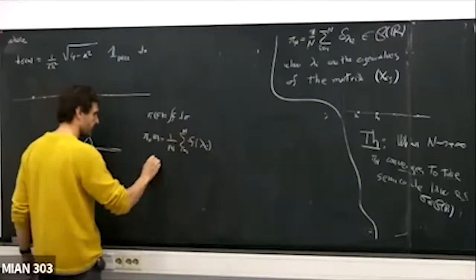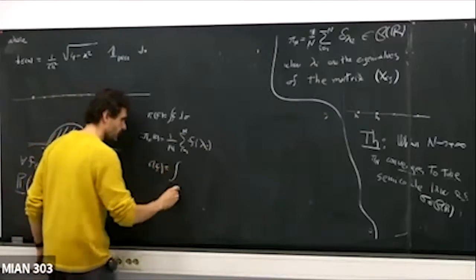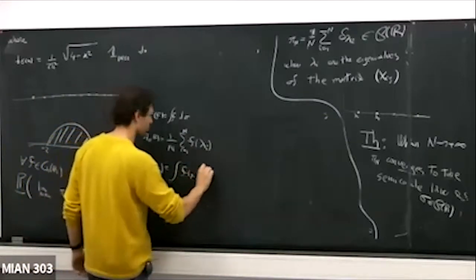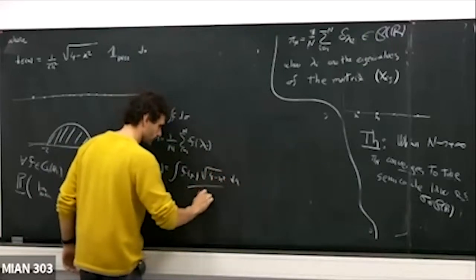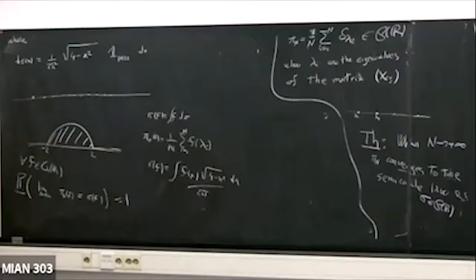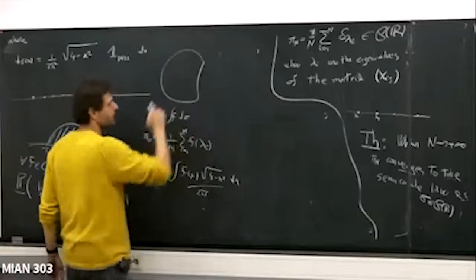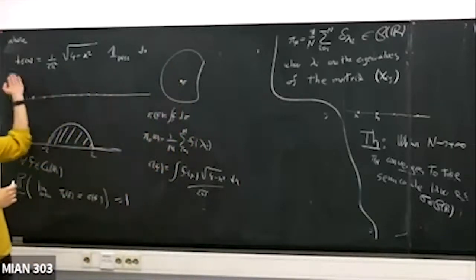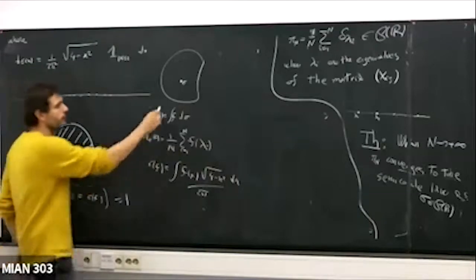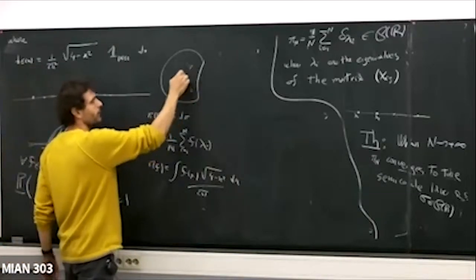While sigma of f is just the integral of f of x, square root of 4 minus x squared dx over 2 pi. But this is equivalent to saying that a suitable distance on the space of probability measures converges to 0 with probability 1. So you have the space of probability measures on R. Here there is this point sigma, which is the semicircle law. And for each n, you have some random point.